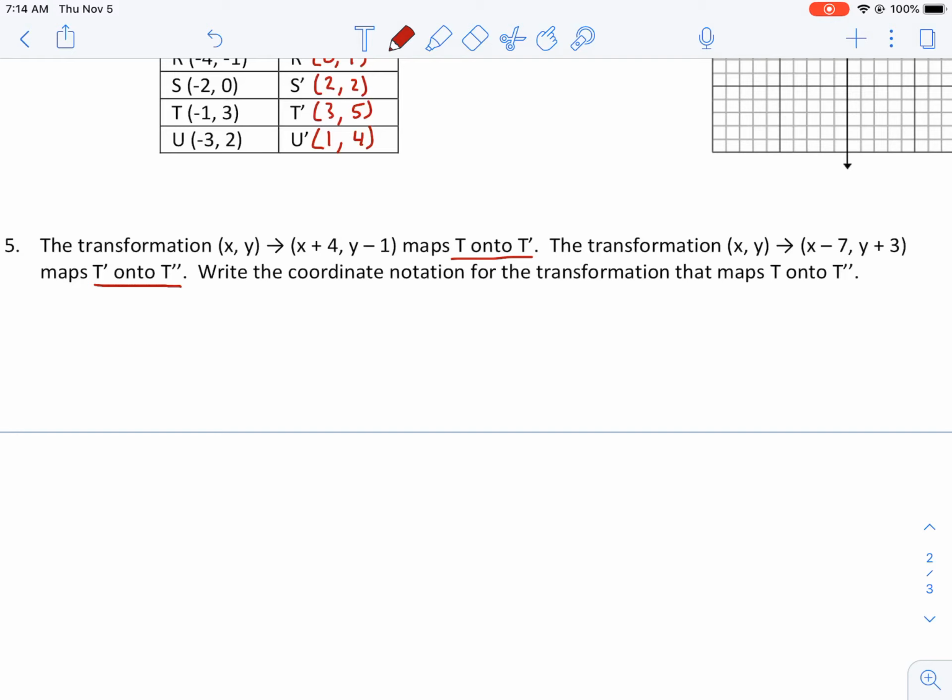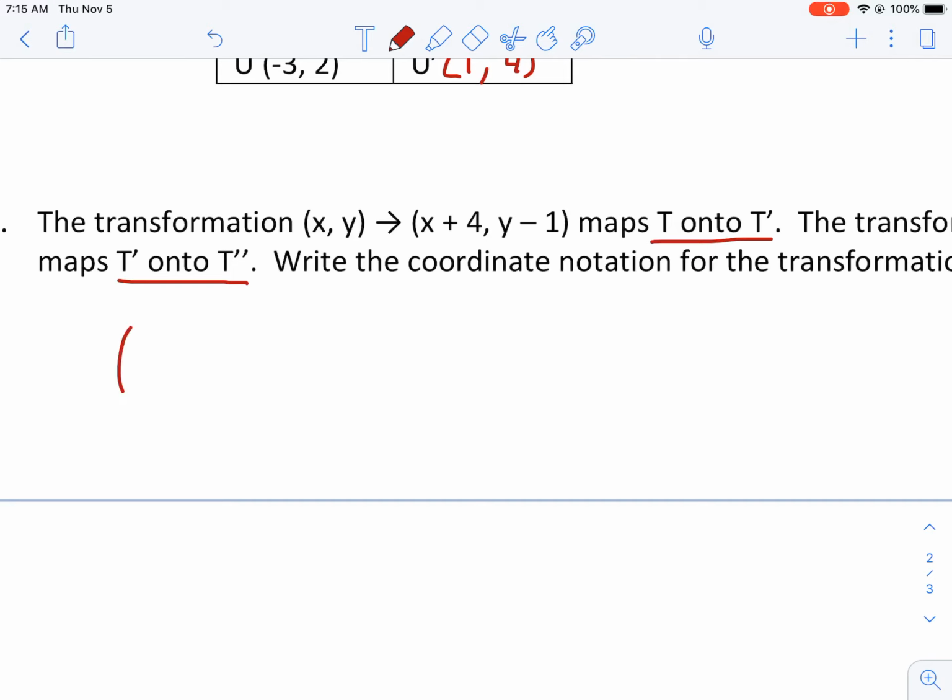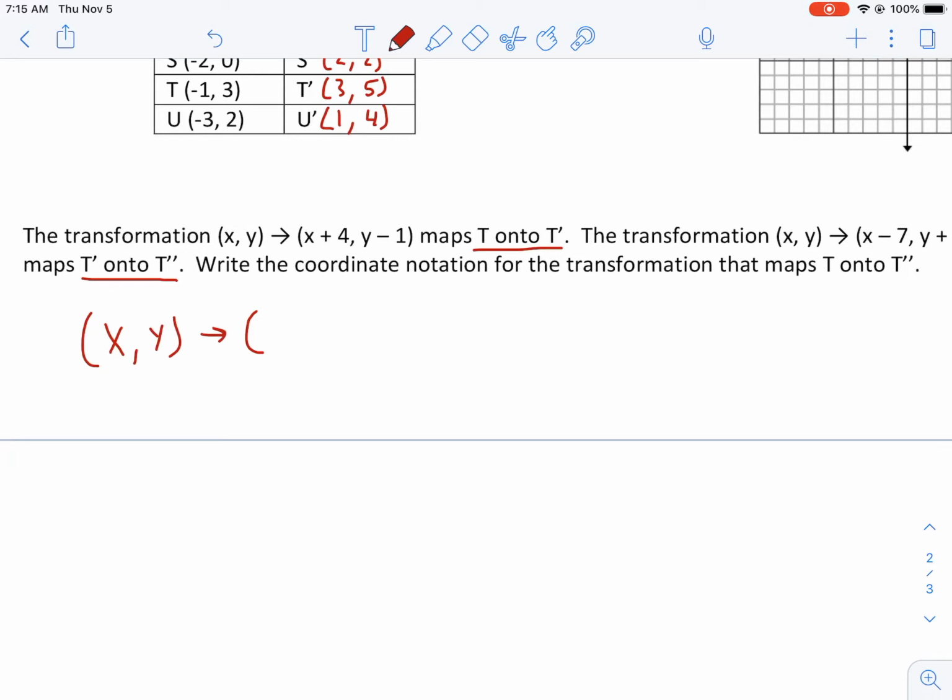Wow, so we're doing a transformation on our transformation. It says, write the coordinate notation for the transformation that maps T onto T double prime. So this is kind of cool. You can actually do multiple transformations. So we're really shifting these points twice, right? We've got 2 transformations. Let's look at what happens.